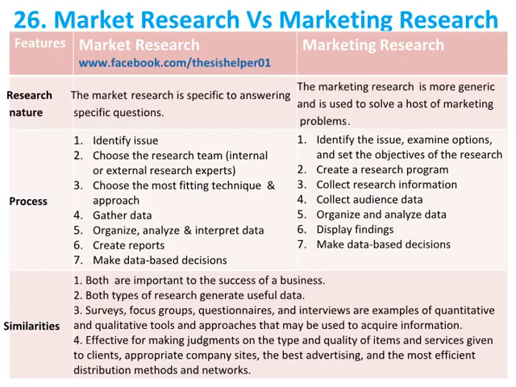Number 1 similarity is both are important to the success of a business. Number 2 similarity is both types of research generate useful data. Number 3 similarity is surveys, focus groups, questionnaires, and interviews are examples of quantitative and qualitative tools and approaches that may be used to acquire information. And number 4 similarity is effective for making judgments on the type and quality of items and services given to clients, appropriate company sites, the best advertising, and the most efficient distribution methods and networks.